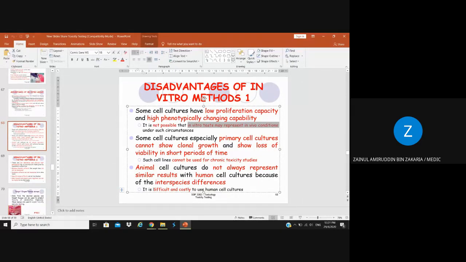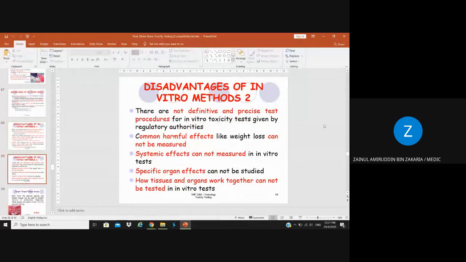Okay, it is difficult and costly to use human. Another issue of animal and human cell culture is that the cost of using human cell culture is more expensive. This is some of the disadvantage, and then there is no definitive and precise test procedure for in vitro toxicity tests given by regulatory authority. So you don't have a definite or precise test procedure.